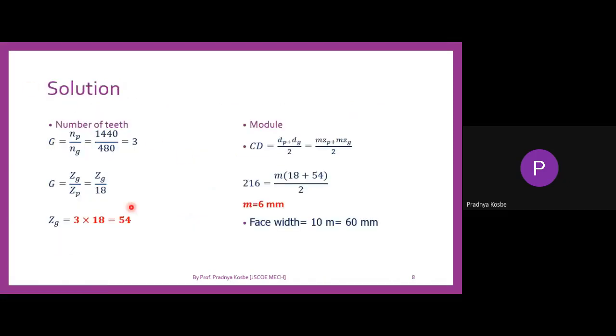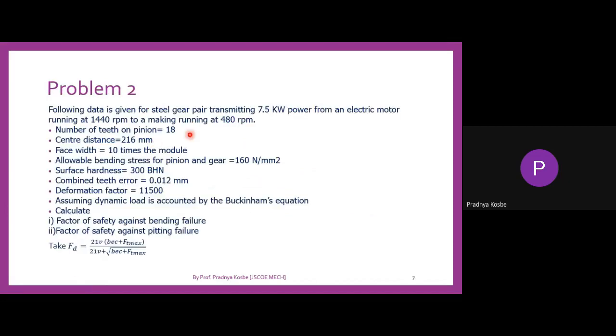Now, first, if you will see, number of teeth on a pinion given, that is 18. Speed of the pinion given as well as speed of the gear also given. Power is 7.5 kilowatt. Face width is 10 times the module. Allowable bending stress, that means permissible bending stress, is 160 Newton per mm square.